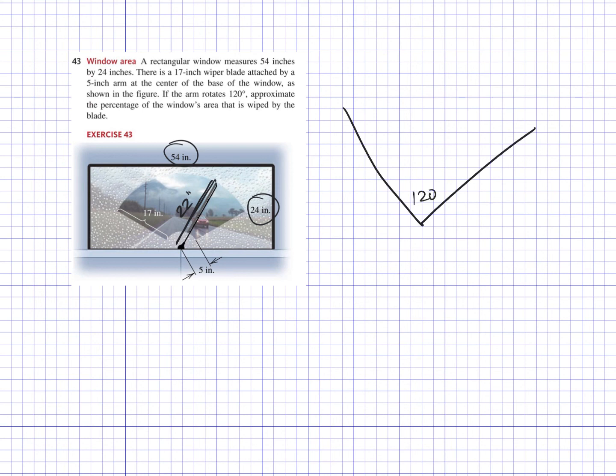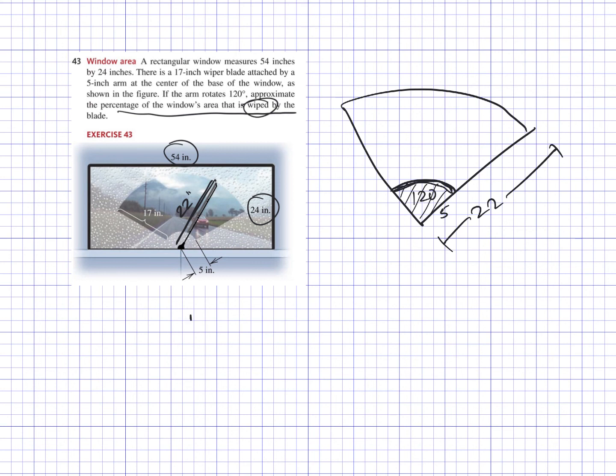So now we just want, let's just draw this out, what we want here. We don't want this area here. We only want what the blade is hitting, right? The percentage of the window's area that is wiped. So not the full 22 inches here, okay? Not that full 22 inches. But we need to find the whole arc, the whole area, and then we can subtract the area of this arc. All right, so that's 5 inches, and theta is 22.